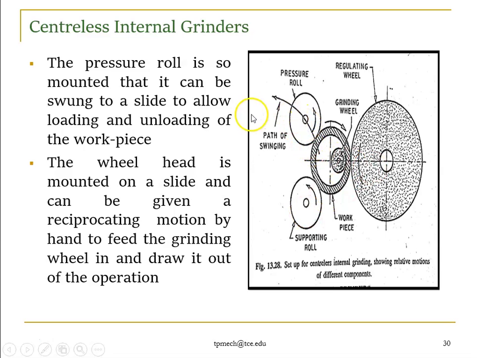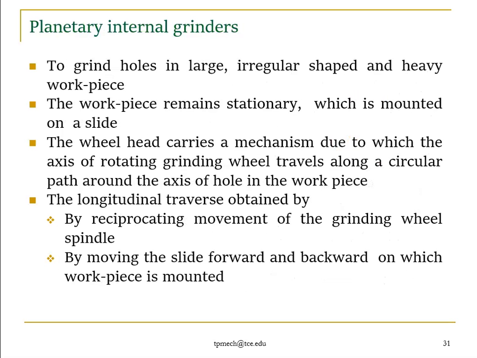The pressure roll can move, right? So it can move, and we can place different sizes of workpieces and hold them. The pressure roll is mounted so that it can be swung aside to allow loading and unloading of the workpieces. The wheel head is mounted on the slide and can be given a reciprocating motion. So the wheel head has a rotary motion as well as reciprocating motion, right? So this is simple centerless internal grinding.